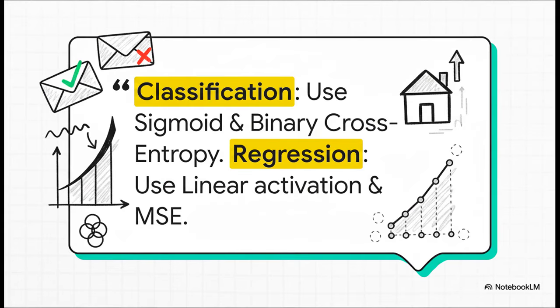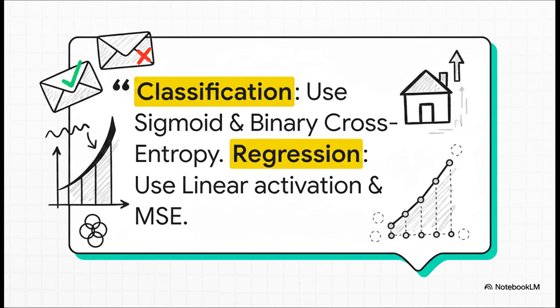Okay, another massive exam tip here. This is all about using the right tool for the right job. If you have a yes-no problem, like is this email spam or not, the very last neuron in your network has to use a sigmoid activation. It's the only one that squishes the output into a nice probability between 0 and 1. Then you use binary cross-entropy to measure how wrong that probability is.